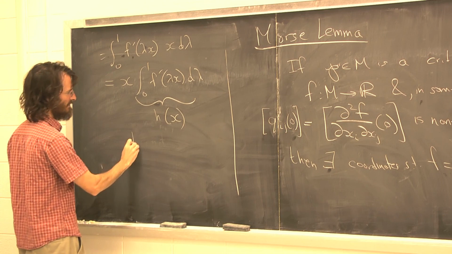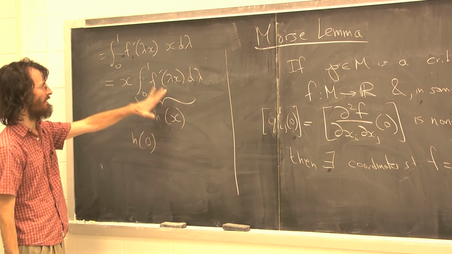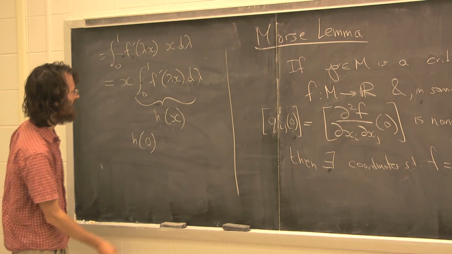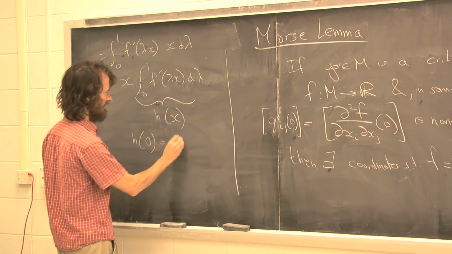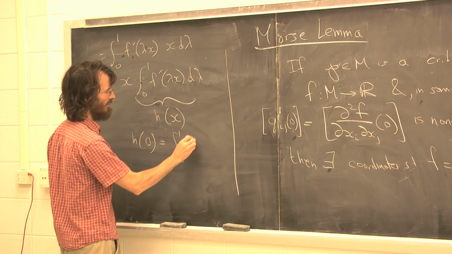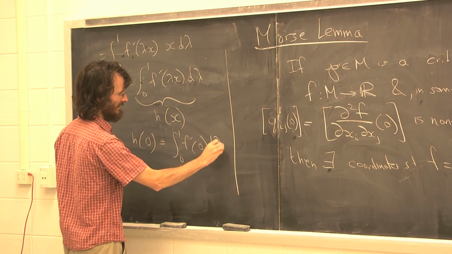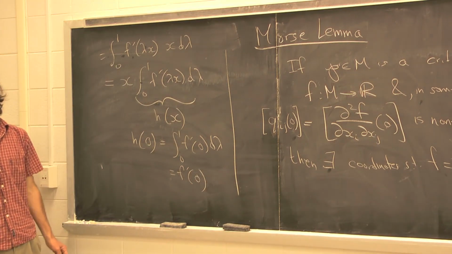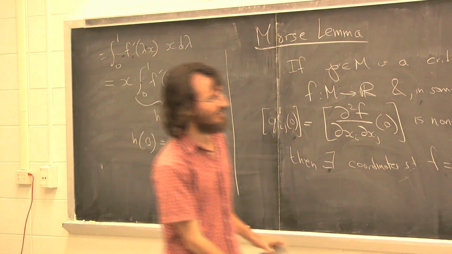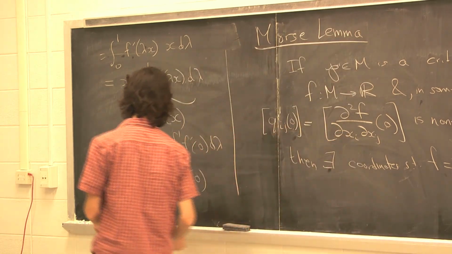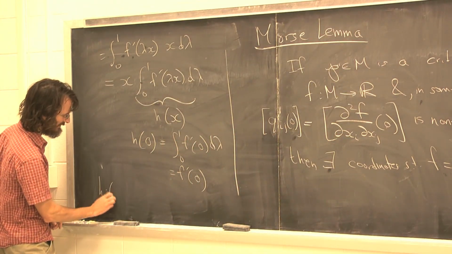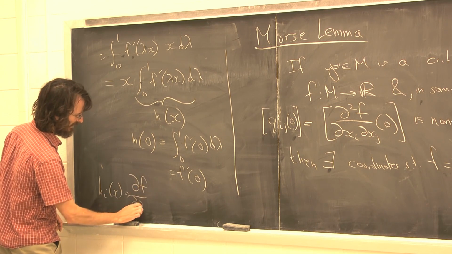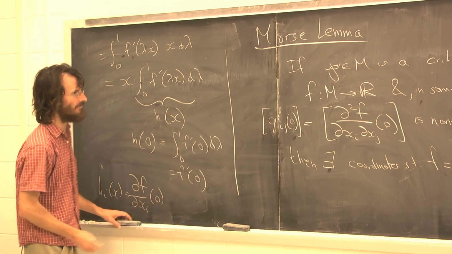And that h is smooth, by the theorems on how integrals and derivatives relate to each other. Then h of 0 is the integral from 0 to 1 of f prime at 0 d lambda, which is a constant, so that's just f prime at 0. If you do things in several variables, the same thing happens, and h_i of x ends up being the partial of f with respect to x_i at 0.